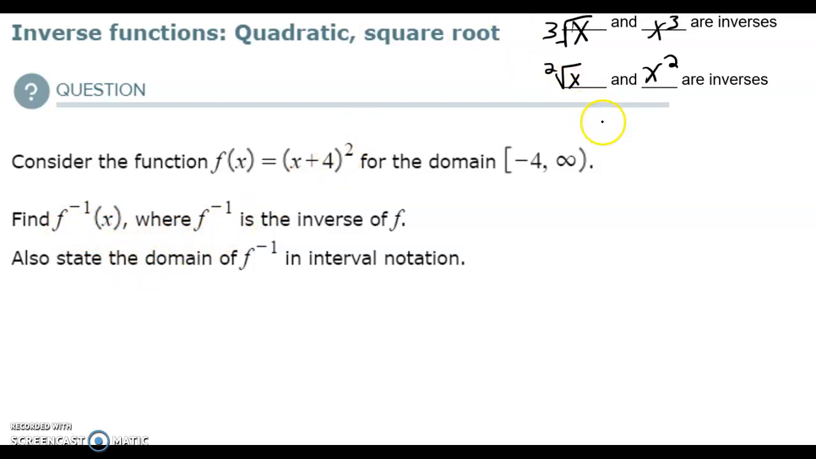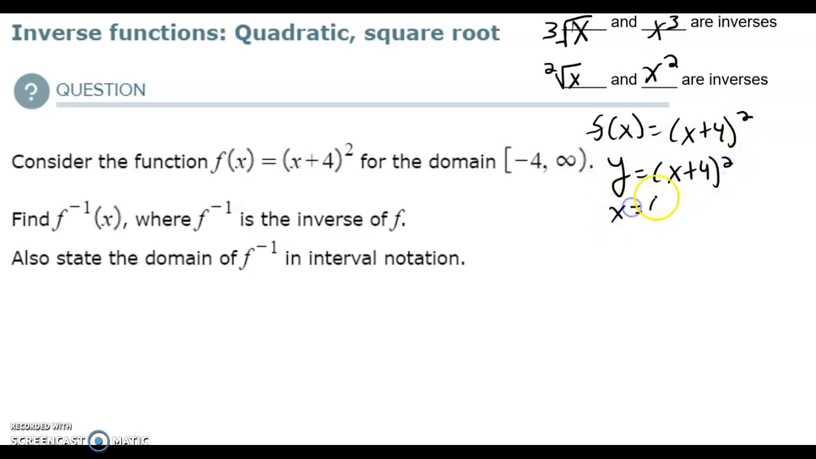So I'm going to start with my f of x function. Then I'm going to replace my f of x with a y. Then I can switch my input and my output. This comes back to the idea that we have up here. I want to get rid of this x squared. So the inverse operation of that is squaring both sides. So I'm going to square both sides.